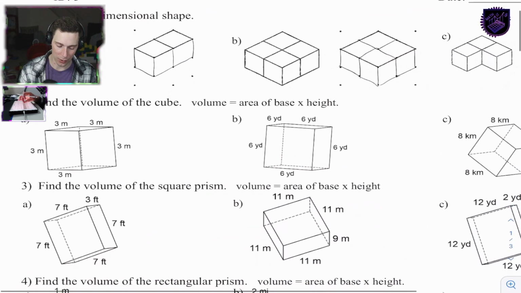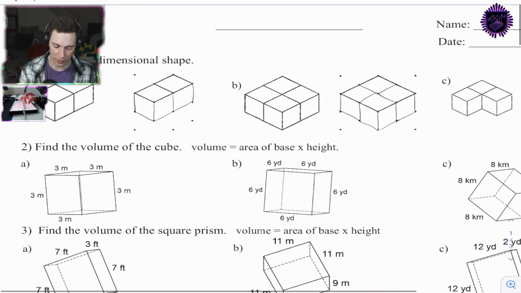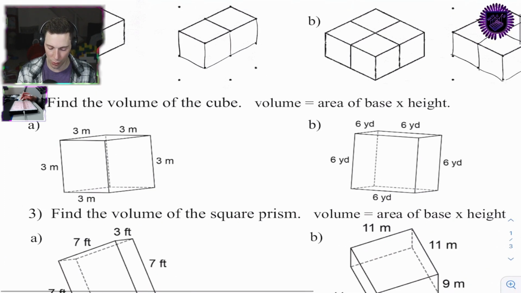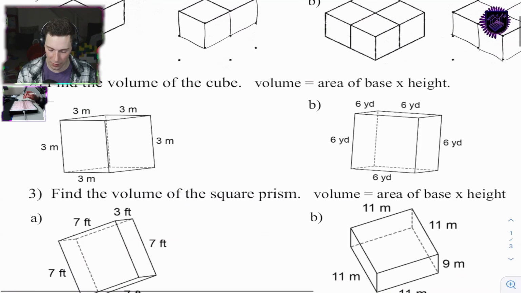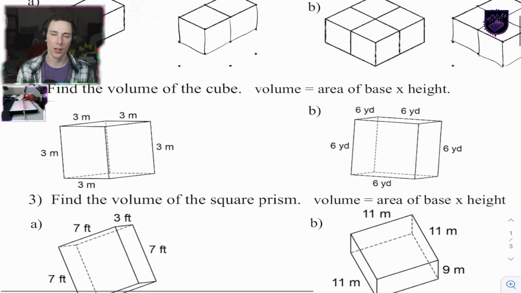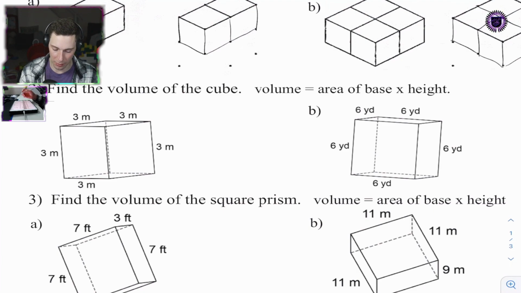Okay, let's move on to the actual formulaic stuff I want to work on today. Find the volume of the cube. All of these next 3 are cubes. In order to find the volume of these shapes, we want the area of the base times the height. That's the same principle we're going to use throughout. It's a cube, so the base is a square. The area of the base is length times width, and then times the height.